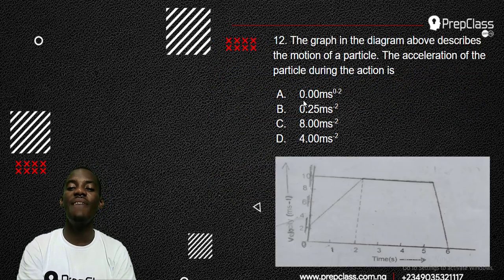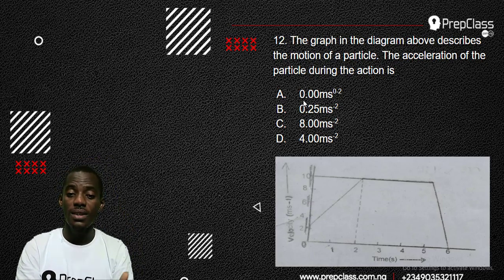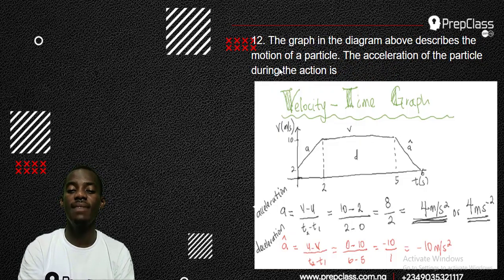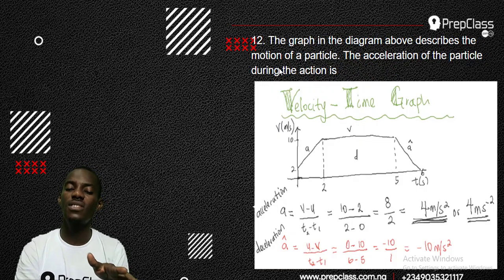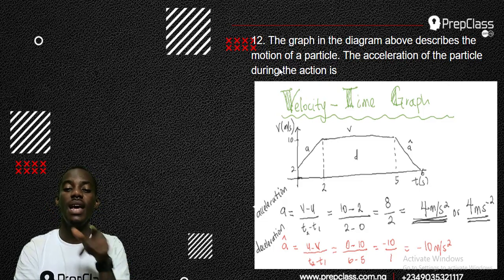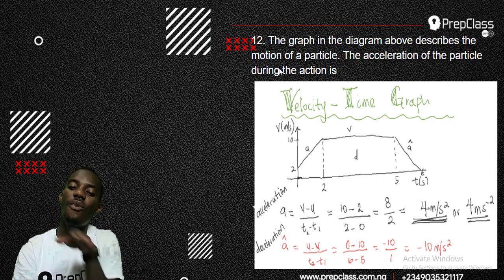Number 12 says the graph diagram above describes the motion of a particle, right? Now this is a velocity-time graph. You can see from the drawing, this is it. So, velocity-time graph, that is it. Now the question says, find the acceleration of the particle during the motion. Acceleration, we learned then that acceleration is from the first slope. That means A, the part I put A, that's the first slope.